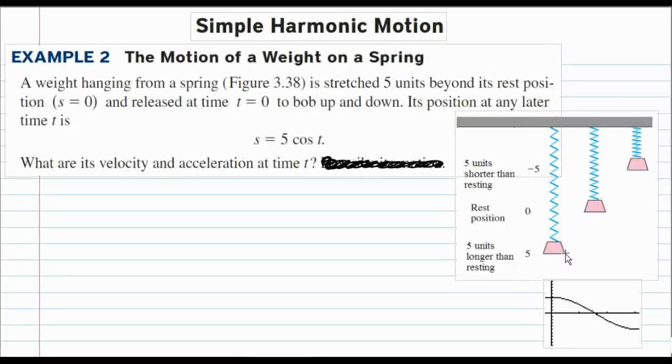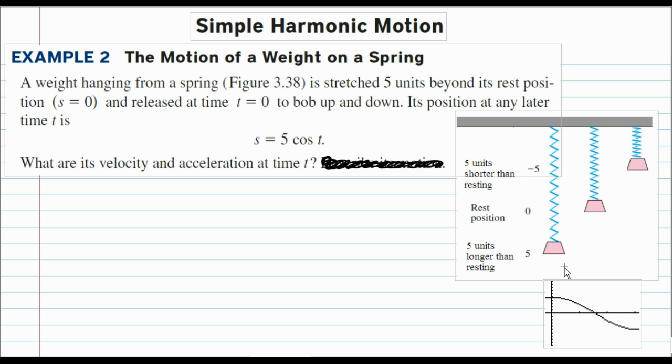This is the screencast for section 3.5, example 2, simple harmonic motion. Harmonic means going back and forth, so sines and cosines. We're going to study the motion of a weight on a spring. In this case, a weight hanging from a spring, in this figure, is stretched 5 units beyond its resting position and released at time t equals 0 to bob up and down.